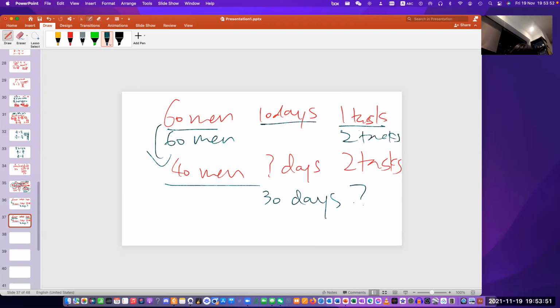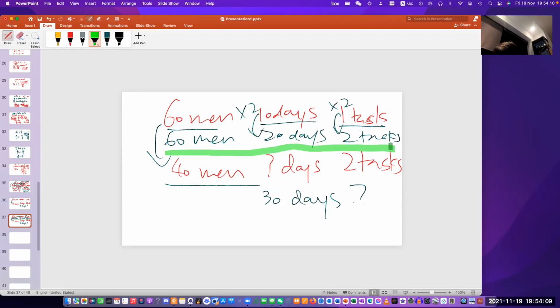How many days? 20 days. Do you know why? Because your task is double. Task is double, same manpower, of course the number of days is double. Right? So that's why with 60 men, 20 days, you will complete 2 tasks.